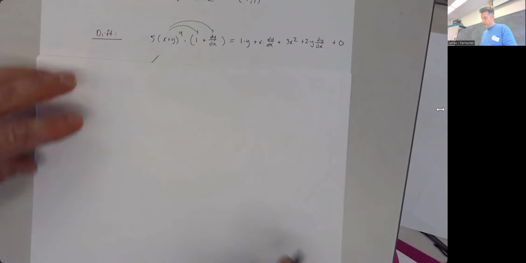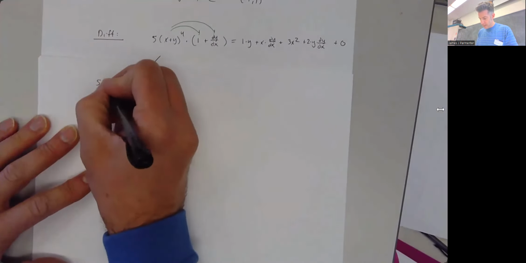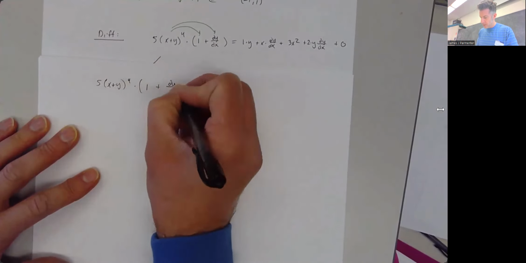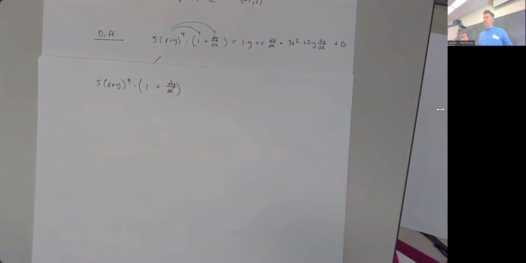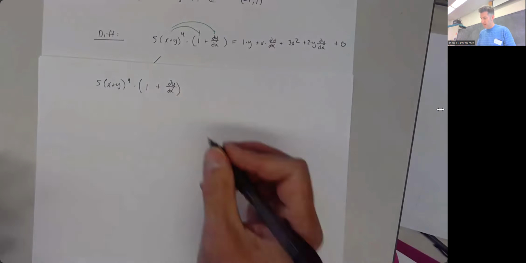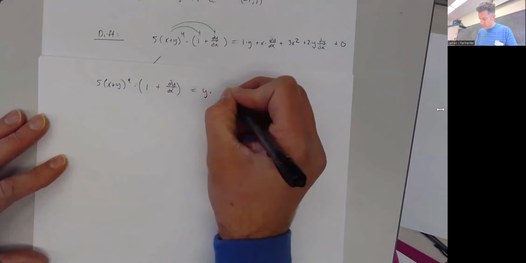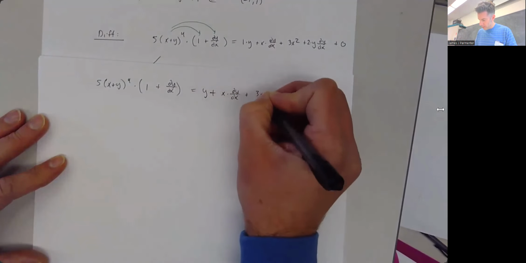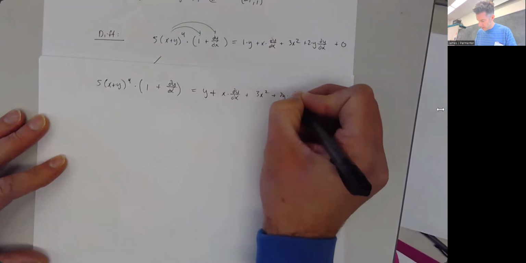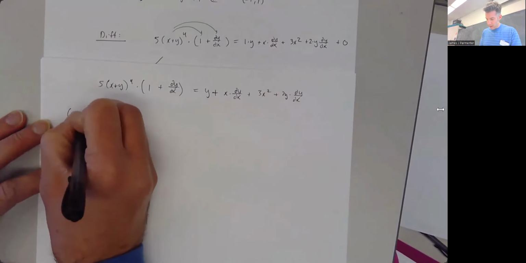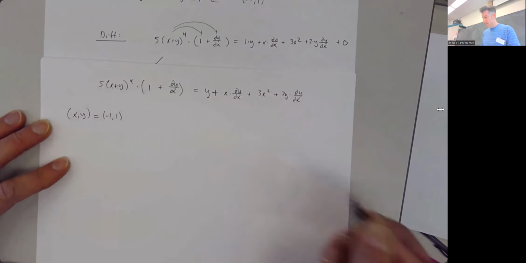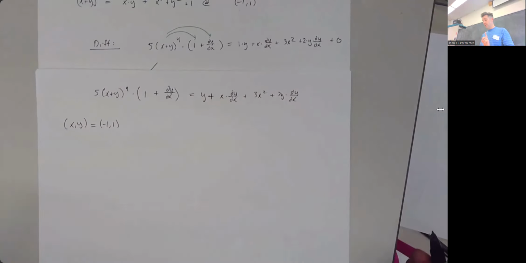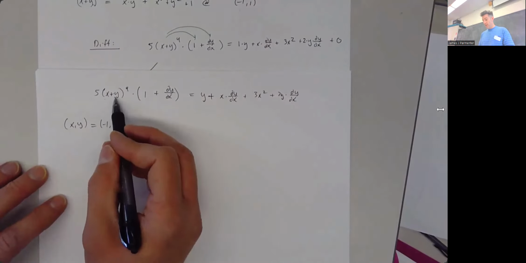Instead, take your derivative, 5 times (x plus y) to the 4th times (1 plus dy/dx). I should say, take the equation you differentiated on both sides, because it's not the derivative. We haven't solved for dy/dx here. Equal to y plus x times dy/dx plus 3x squared plus 2y times dy/dx. And just plug in (x, y) equal to (-1, 1). So everywhere I see an x, I'm going to write a -1. Everywhere I see a y, I'm going to write a +1. Notably, -1 plus 1 is 0. So this whole part's going to be 0.